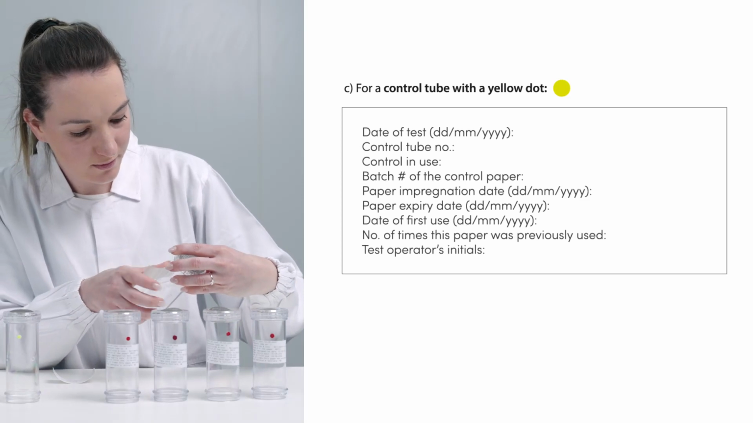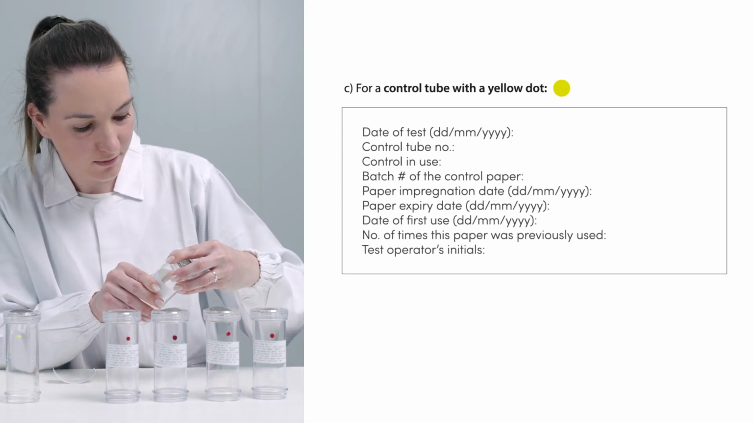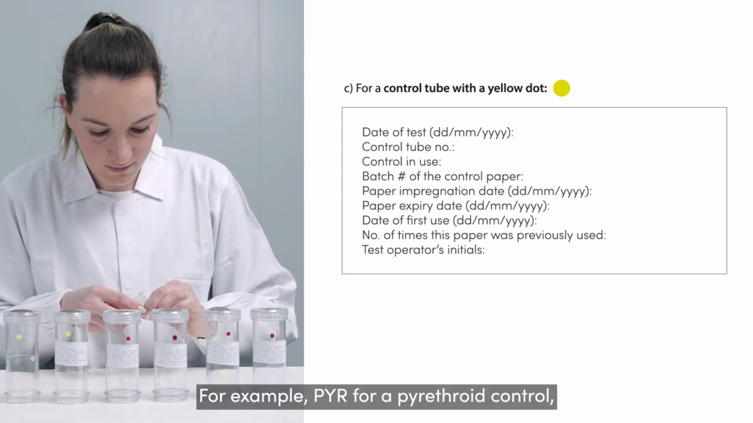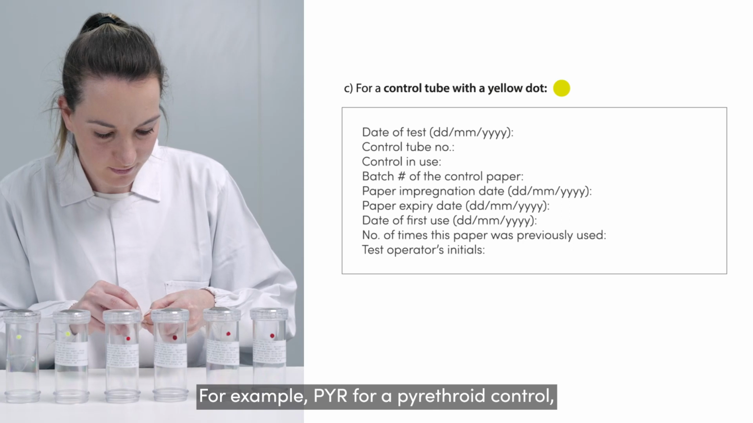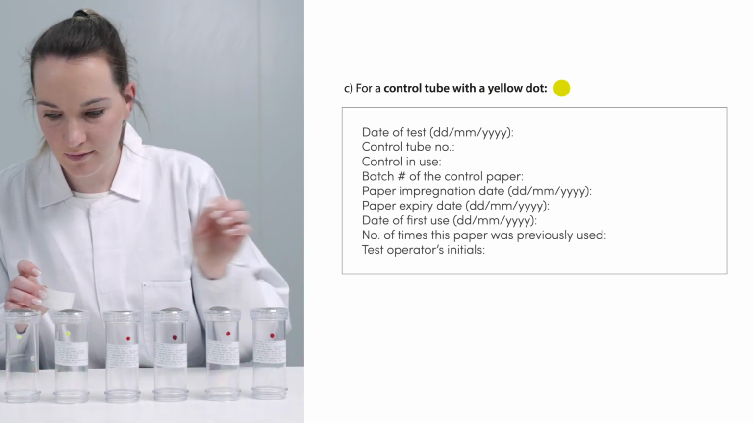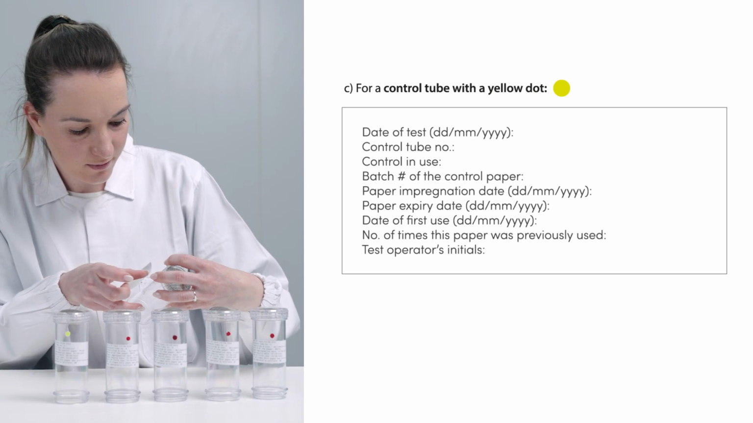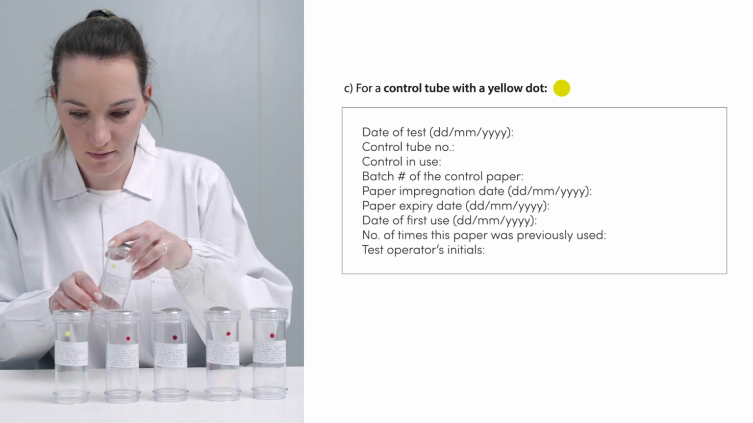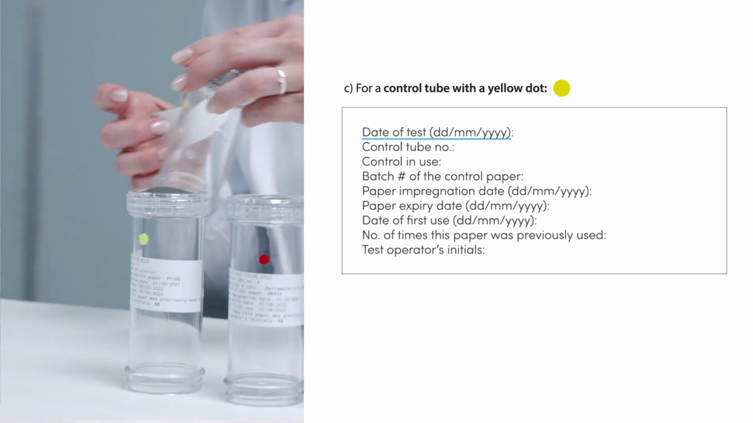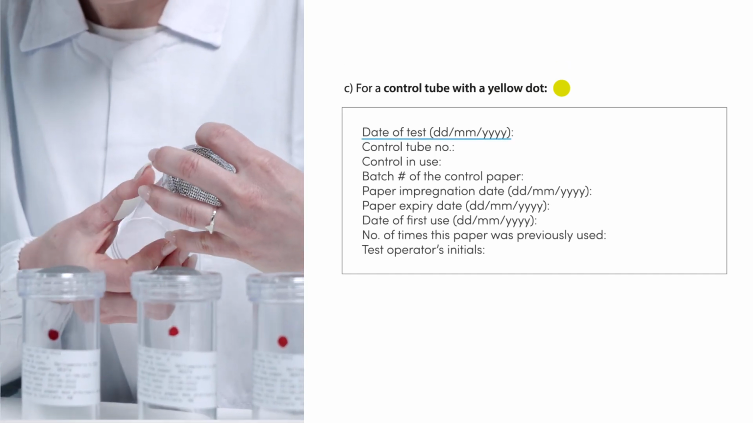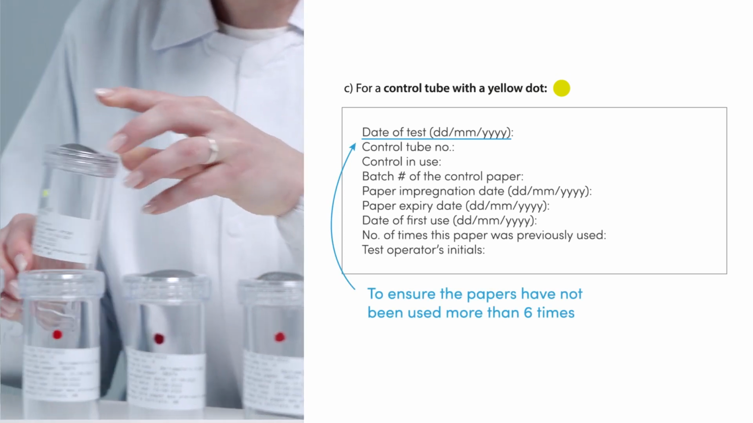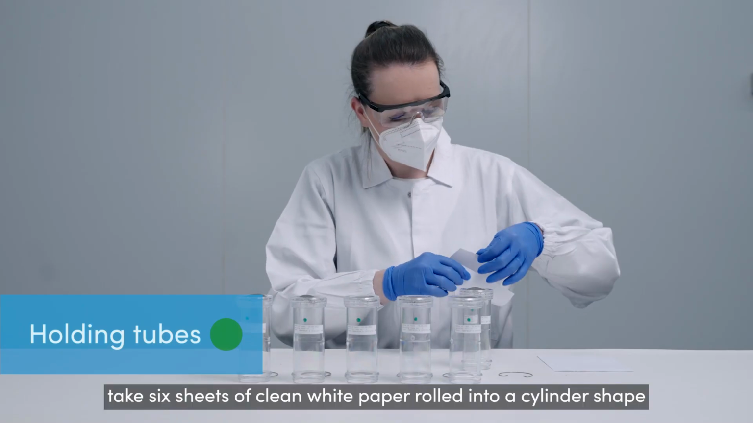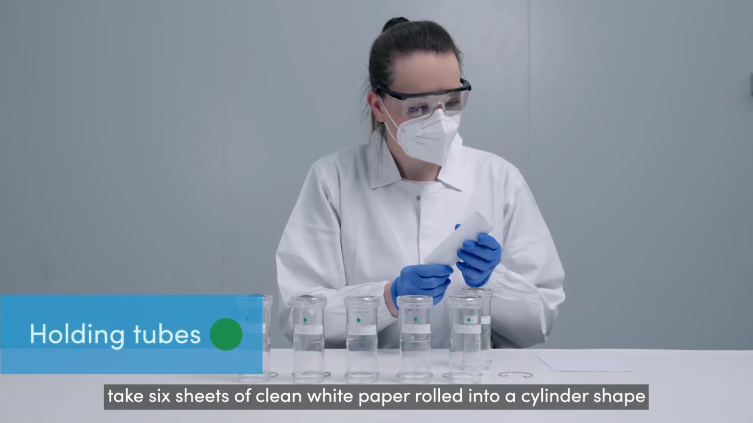Its label should include the date of the test, the number of the control tube, the type of control carrier oil or acetone used, for example PYR for a pyrethroid control, the batch number of the control paper, paper impregnation date, the expiry date, the date of first use, and the number of times it was previously used. These labels make sure that the papers are within their shelf life period and have not been used more than 6 times.